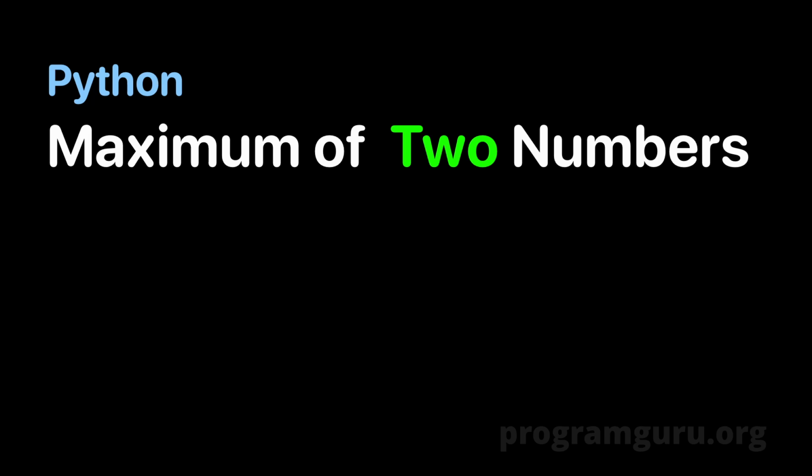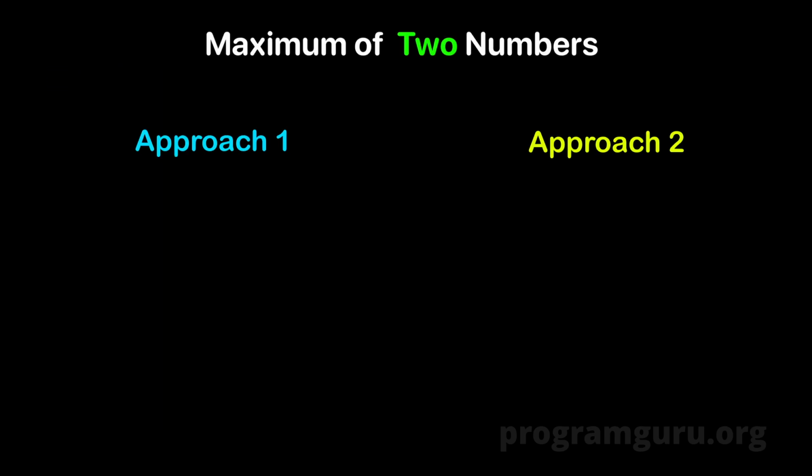How to find maximum of given two numbers in Python. There are two ways in which you can find the maximum of given two numbers. The first approach is to use max built-in function, which takes two or more values as arguments and returns the maximum value. Pass given numbers, a and b, to the max function as arguments, and it returns the maximum value.